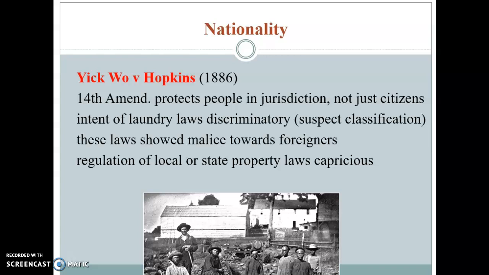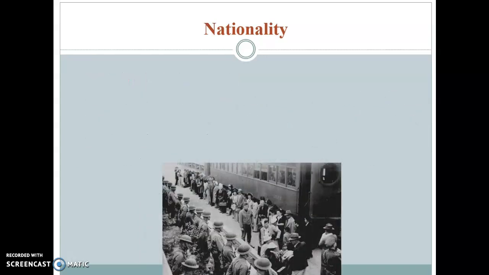Also, in that decision, if you recall, they talk about the regulation of local or state property laws, and they use the word capricious. Capricious means sort of without some rationality. In other words, it's done on a whim. It doesn't seem to be grounded in jurisprudence or legal precedent or stare decisis. It's, we don't like these Chinese, and so we're going to try to restrict them. So even way back in 1886, a court was interested in those issues.